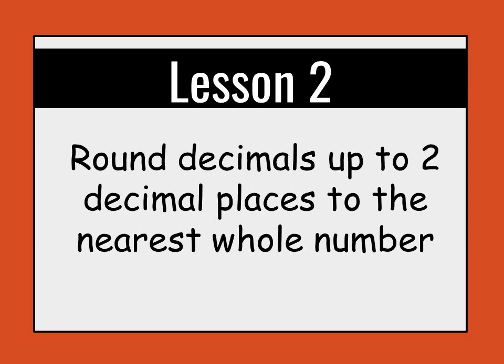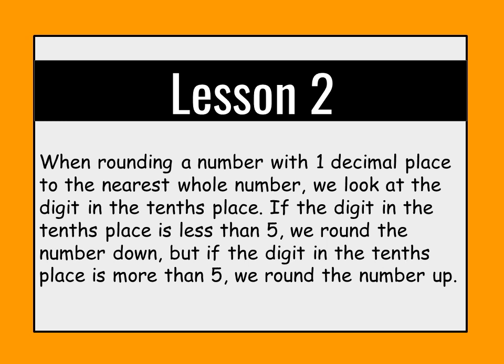Now, let's continue to our next topic, which is rounding decimals up to 2 decimal places to the nearest whole number. When rounding a number with 1 decimal place to the nearest whole number, we look at the digit in the tenths place. If the digit in the tenths place is less than 5, we round the number down. But if the digit in the tenths place is 5 or more, we round the number up.